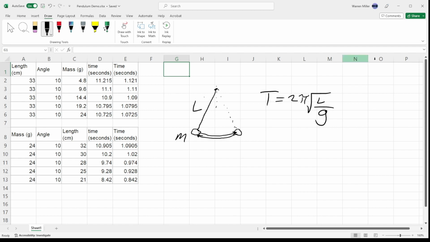One little note before we continue. This period only applies if we assume that the angle is a small angle. It's called a small angle approximation. It's approximately somewhere under 8 degrees of swing. If you swing it with like 10 degrees, you're still okay. But theoretically, it's supposed to be less than 8 degrees of swing.